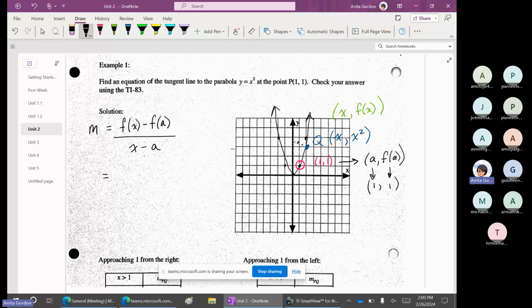F of x is x squared minus, what is f of a? My original point. I know the original point, it's 1. Divided by x minus my original point, 1. Okay, so this is the slope. What I want to figure out is, what is it going to look like if I choose, let Q have the coordinates 2, 4. If I chose Q from here, what would my slope be?